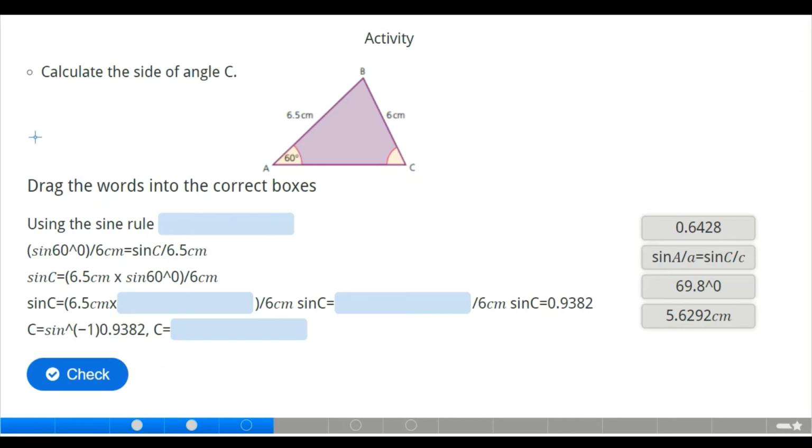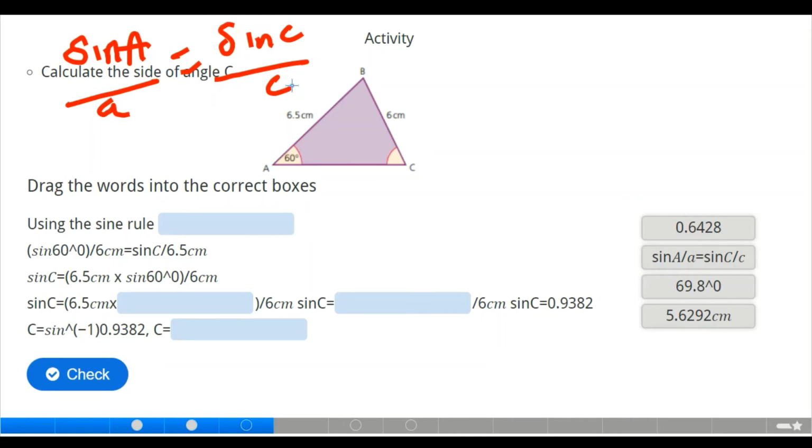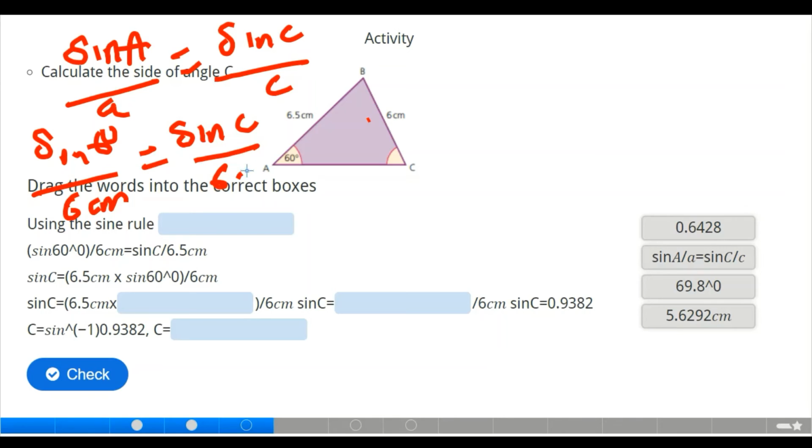Under the sine rule, the best formula for us to make use of is sine A, the capital letter A, over small letter a, equals sine C, the capital letter C, over small c. So sine A we have it to be 60 degrees already, and we have small a to be 6 centimeters. How do we know it's 6 centimeters? Since that is opposite the angle. Sine C we don't have, and the side c is 6.5.